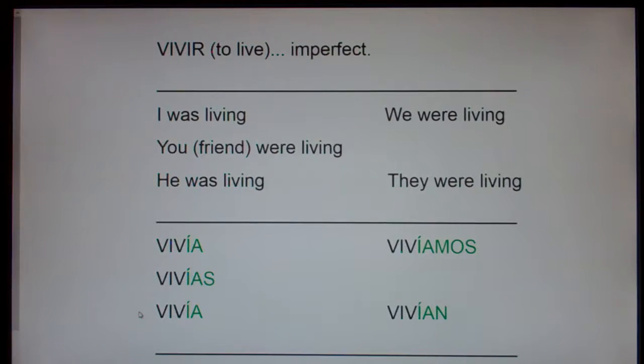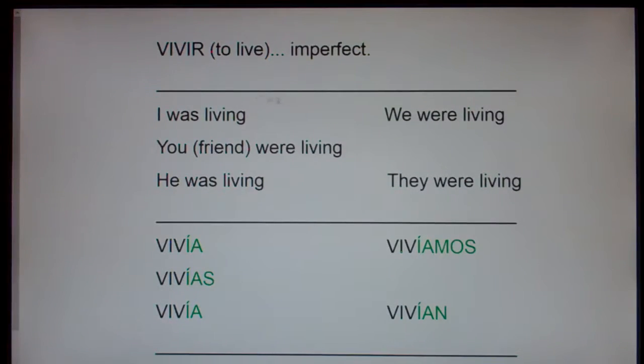He was living, él vivía. We were living, nosotros vivíamos. They were living, ellos vivían.